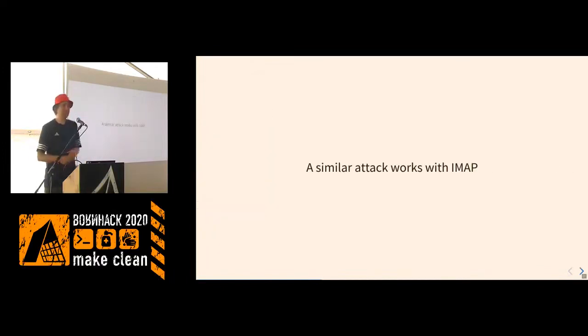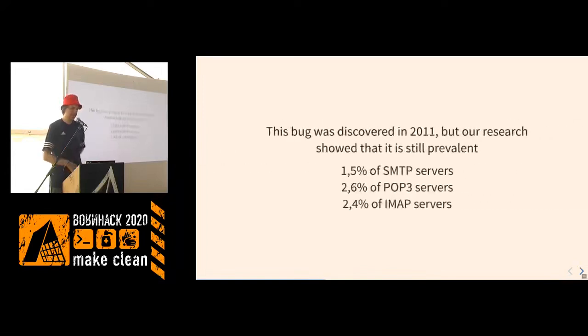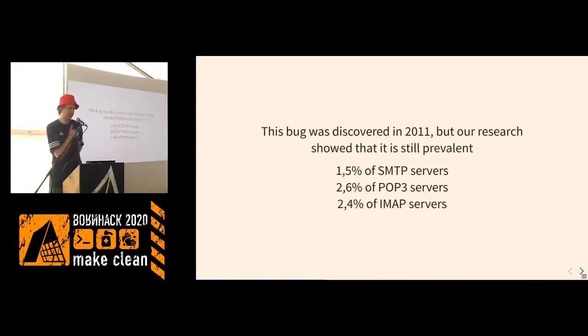You can do a similar attack with IMAP, where the idea is that IMAP allows you to store a mail in a mailbox, and then you can do something very similar. It's a bit more tricky because you need to know the size of the stored message, but it works. The idea is basically the same. We did a scan, and we found that 1.5% of SMTP servers that we could reach are vulnerable to this, then 2.6% of POP3 servers and 2.4% of IMAP servers. So this is still a very widespread bug.